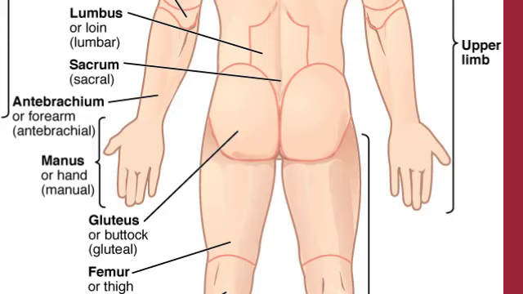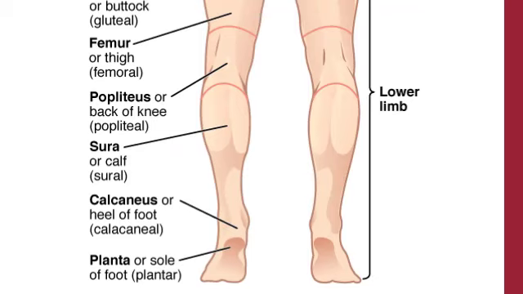And lastly are the parts of the body in the lower limb using the posterior view. We have femur or thigh, or femoral. We also have popliteus or back of the knee, or what we call the popliteal. We also have the sura or the calf, or what we call the sural. We also have the calcaneus or heel of the foot, or calcaneal. And lastly, we have the planta or sole of foot, or what we call the plantar.